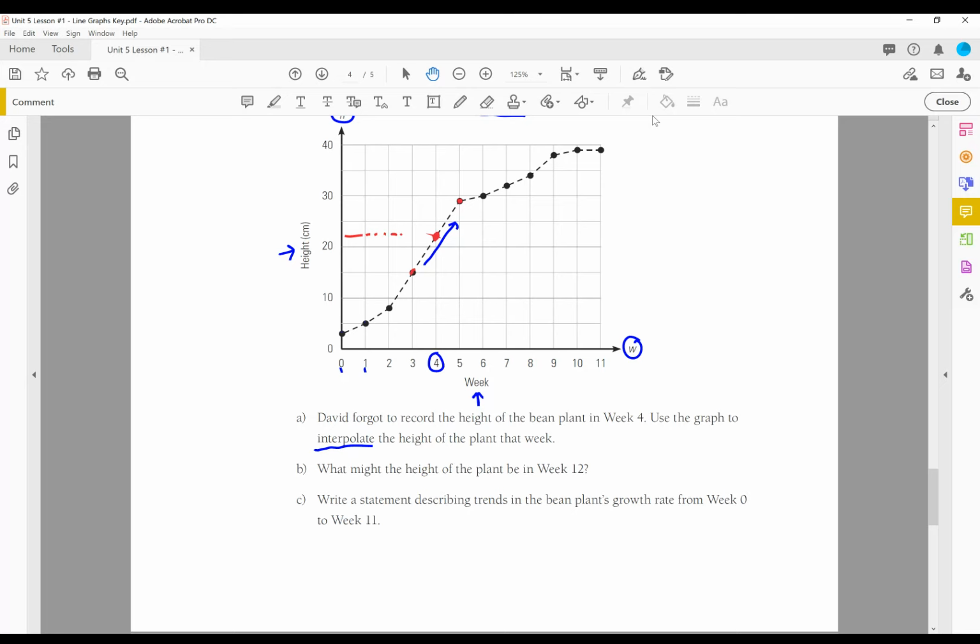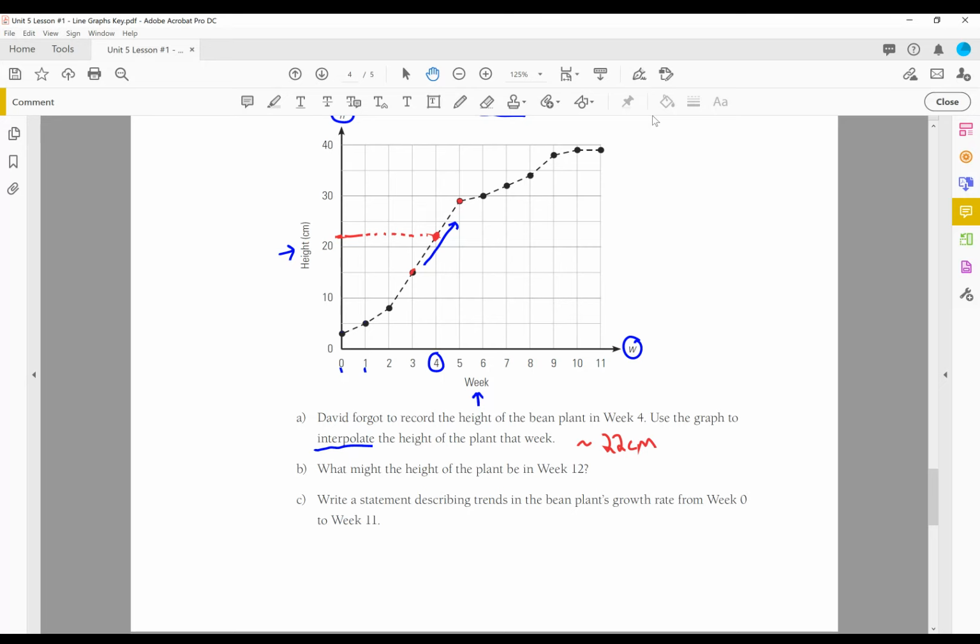And it looks like it's in this range here, which would be between 20 and 25, maybe 22 centimeters, something like that. I'm going to interpolate that data and say it's going to be about 22 centimeters.